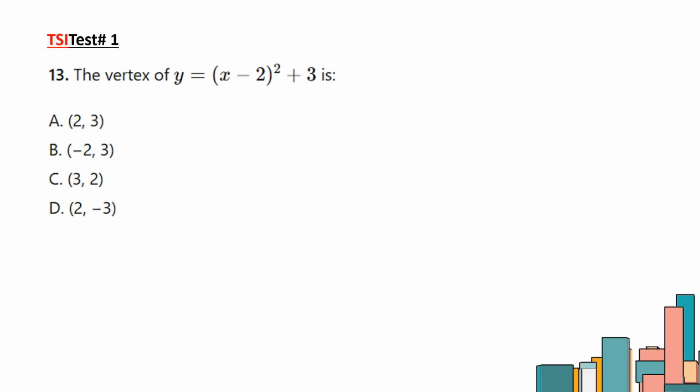Question number 13. The vertex of y equals x minus 2 squared plus 3. So if you know that this is the vertex form of the quadratic equation, y equals a times x minus h squared plus k, and then the vertex is h comma k. Okay, so now h is 2, k is 3. So it's going to be 2, 3. A is the correct answer.